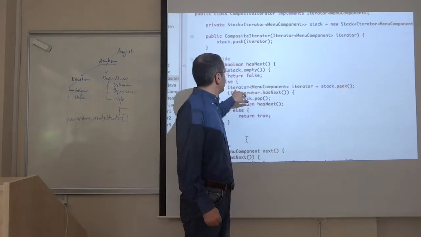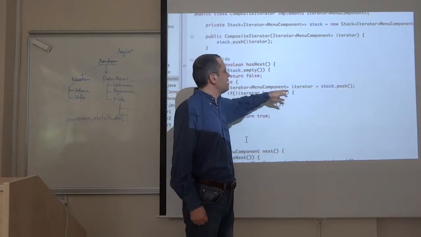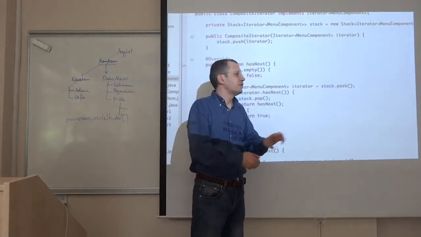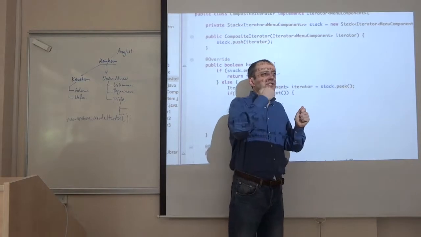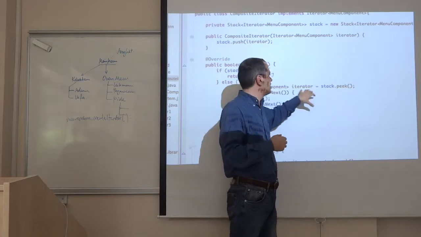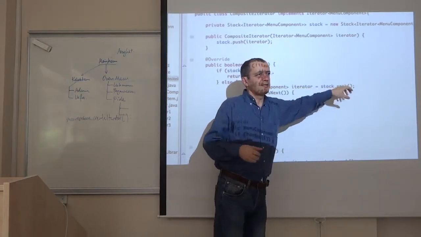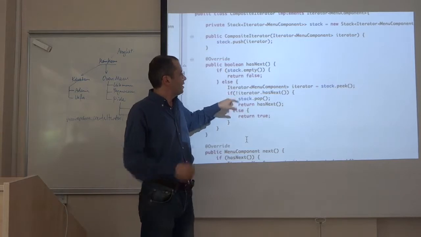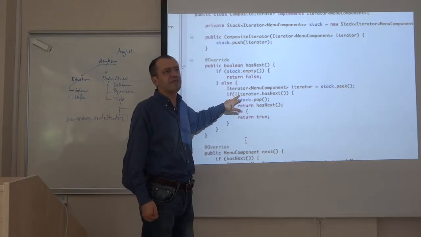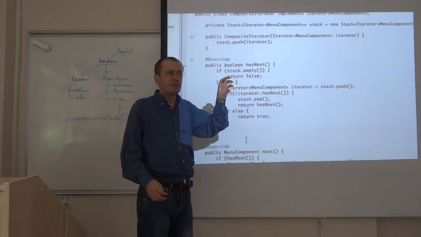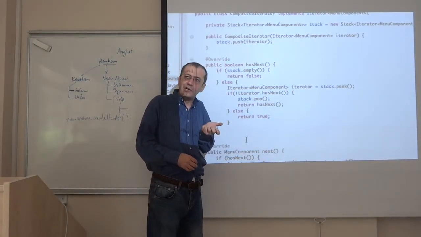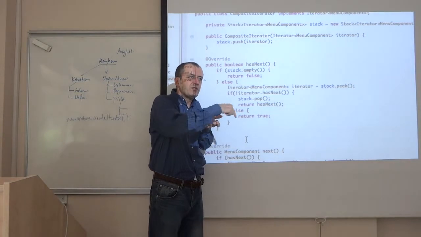I take the iterator from the stack, because you remember that my stack has only the iterators. I'm just peeking from the stack. That means that I'm not really completely removing it. I'm just peeking at the top of the stack. This iterator is that component. And if that iterator doesn't have any next item, so I'm peeking from my stack, I took the topmost one, and I'm asking that iterator, do you have a next item?